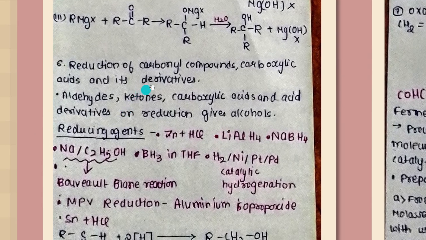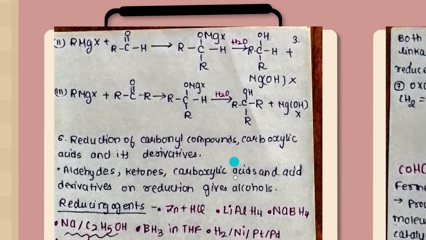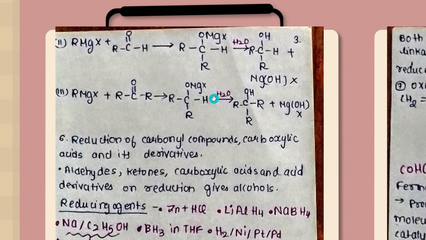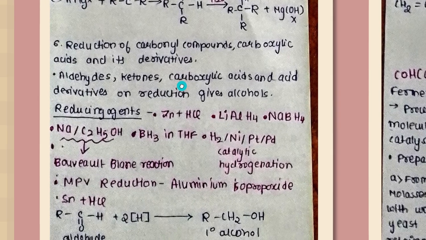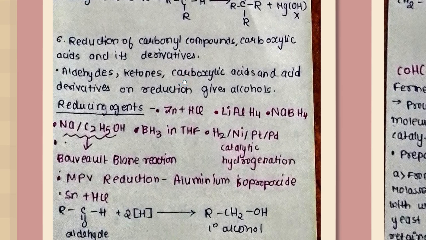Now coming to the reduction of carbonyl compounds. So here also we should have R, right? Three R groups are needed, so this should also become R. In this case it's H, but in this case it is R. Here also should be R. Now the reduction of carbonyl compounds, carboxylic acids and their derivatives. Aldehydes, ketones, carboxylic acids and the acid derivatives, all these on reduction give us alcohols.